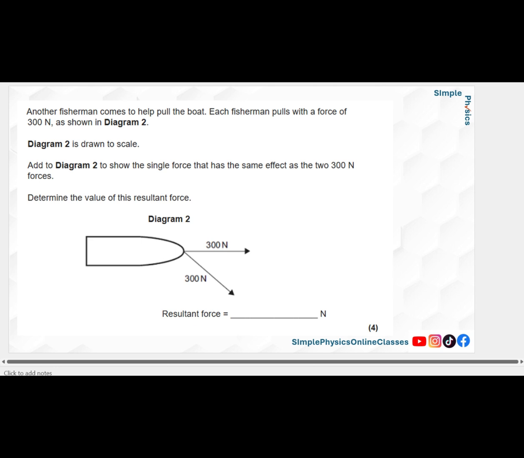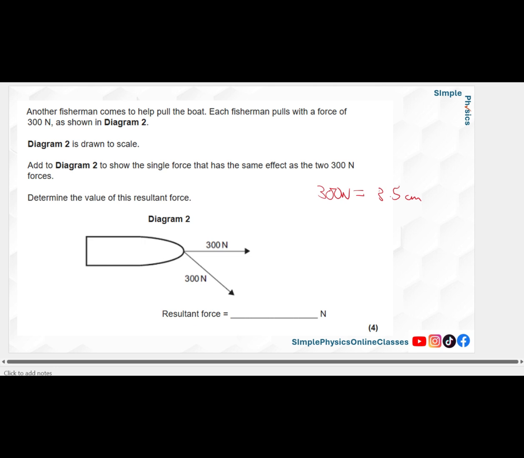So this is drawn to scale, so I don't need to do anything here, but I do need to work out, well, if that's 300 newtons, how long is that? So 300 newtons is equal to 3.5 centimeters. Okay, I'll need that in a minute. So first of all, I've just got to draw my parallelogram.